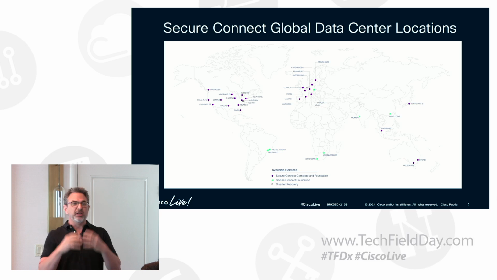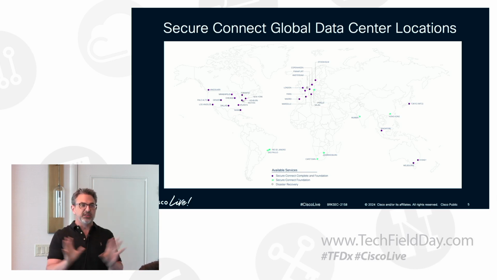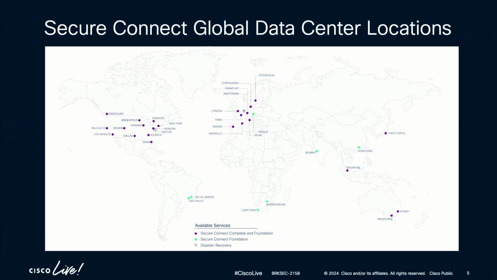As I mentioned, we're running in Cisco data centers around the world. These are our own data centers. There are 33 of them right now all over the globe. We're adding more. And when we add in Secure Access, which has virtual points of presence in public cloud, we'll have those as well.